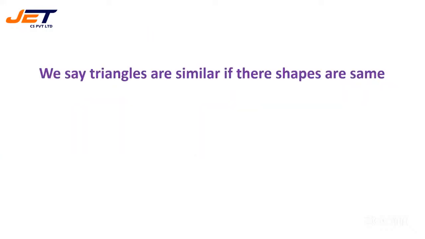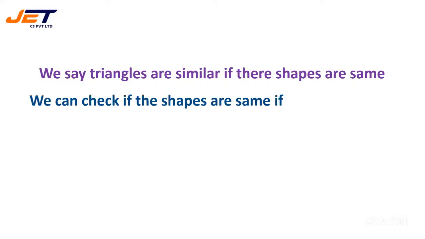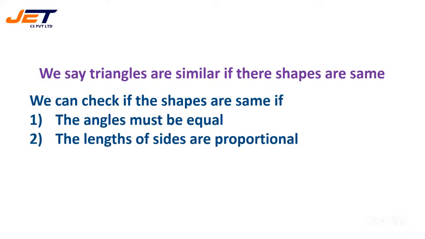Now, we say triangles are similar if their shapes are same, isn't it? So we can check if the shapes are same. If the angles are equal, then the lengths of sides are proportional, right? So how do we check if the shapes are same? If the angles are equal, then the length of the sides are proportional.